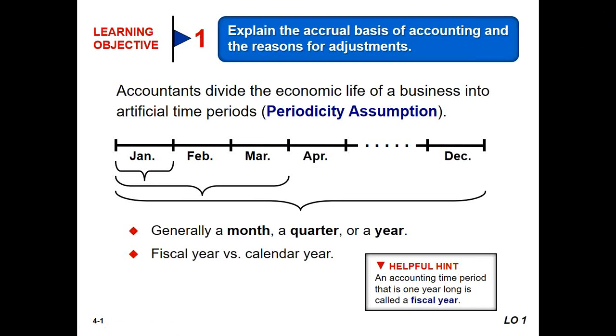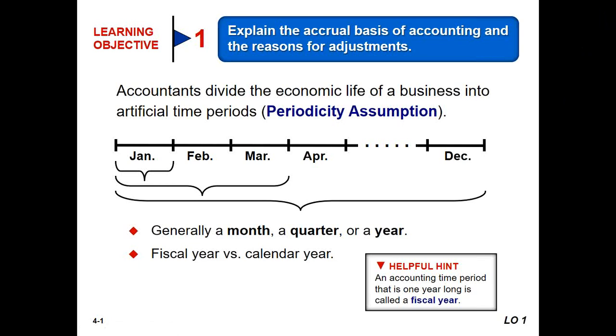Many companies like to prepare financial statements on a monthly basis or a quarterly basis. Those are interim financial statements. And then at year end, we prepare the final financial statements for that particular year. Publicly traded companies are required to prepare financial statements quarterly for their stockholders, and then the annual reporting at the end of the year.